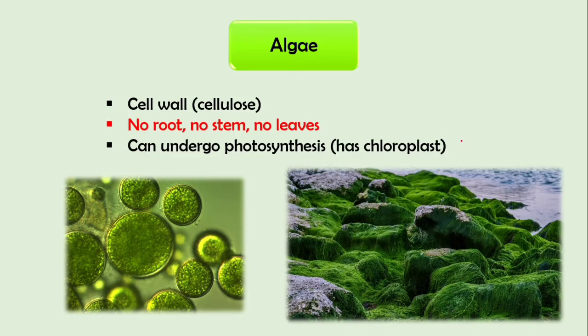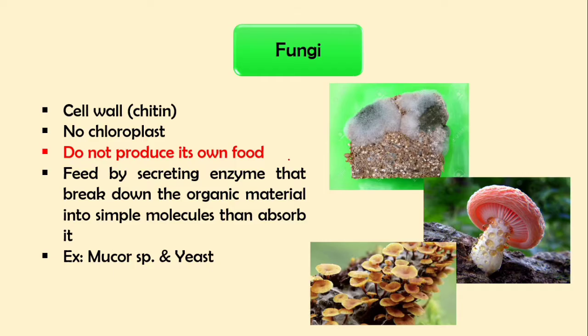Okay, algae. Algae have cell walls made up of cellulose. Algae do not have roots, stems, or leaves. But algae have chloroplasts to carry out photosynthesis, so algae are green in color.